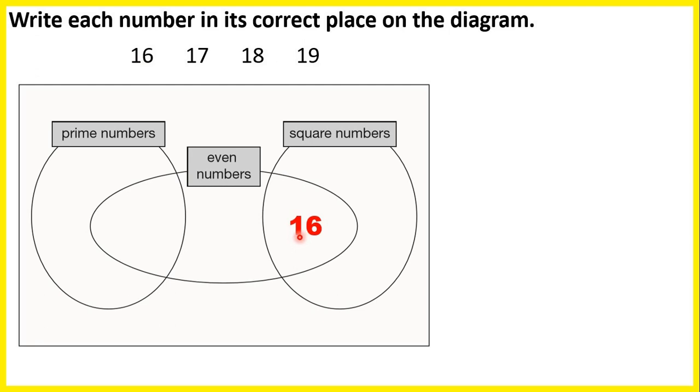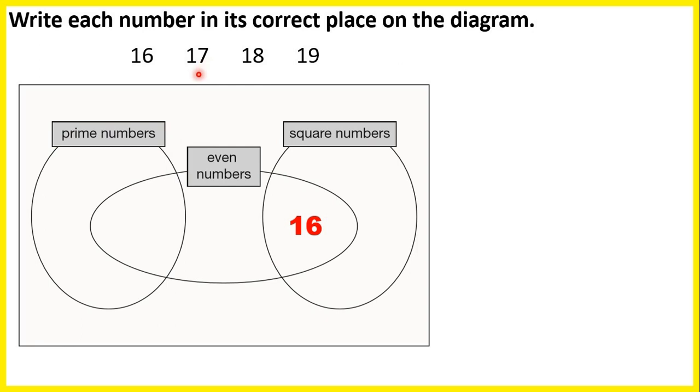So we need to write 16 here, so that it's in the oval for even numbers and in the oval for square numbers. So where the two ovals overlap, that will be the area for both. But it's not a prime number, so it's not in this oval here.